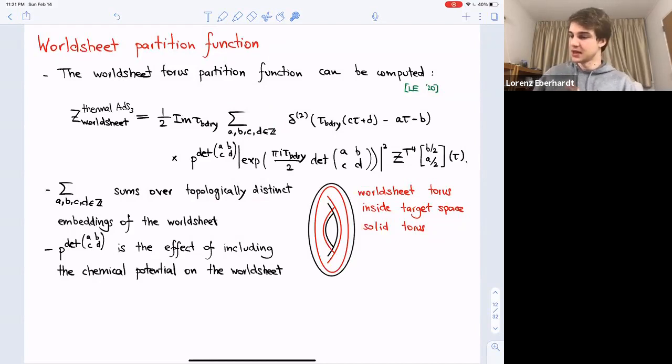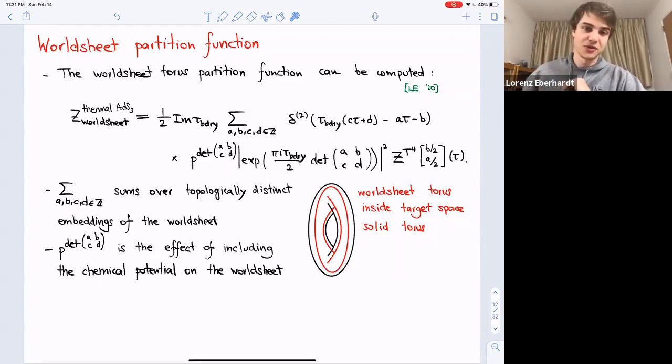In spacetime, what I mean is the far region. Spacetime is a solid torus, let's recall that, and the worldsheet is this red torus inside that solid torus. I want to embed that near the boundary. So it's a map from a torus to a torus, and that's described by 4 integers topologically. Okay, and then let's go here.